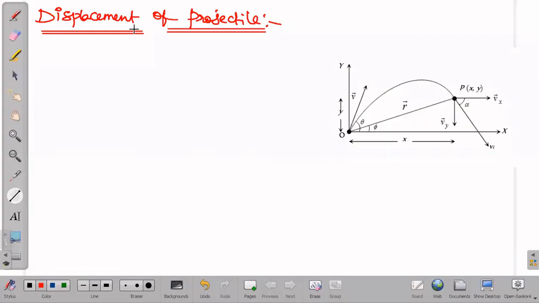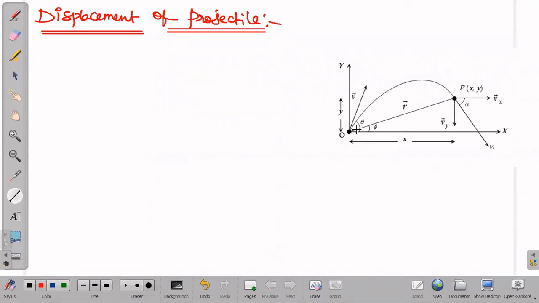So we are going with displacement of a projectile. In this, I have considered an object which is in projectile motion, and the trajectory of the projectile, as we have seen in the last class, is a parabola. In that trajectory, I am considering one point P. The coordinates of that point P are x comma y, and I am locating this point P with a position vector, r bar.